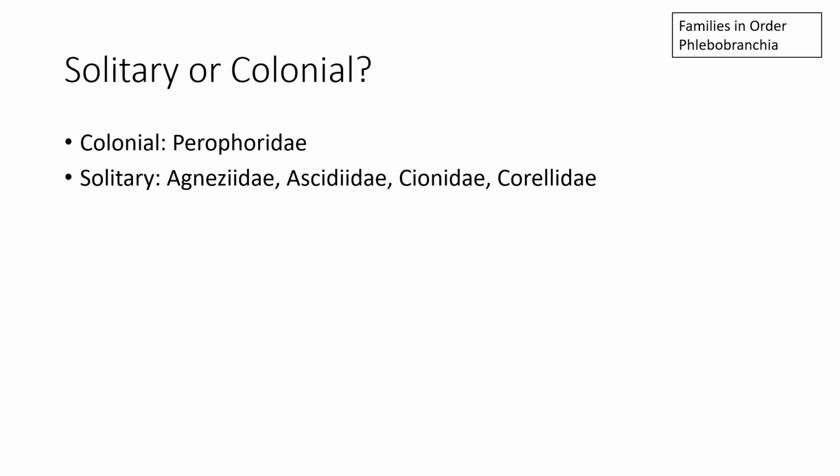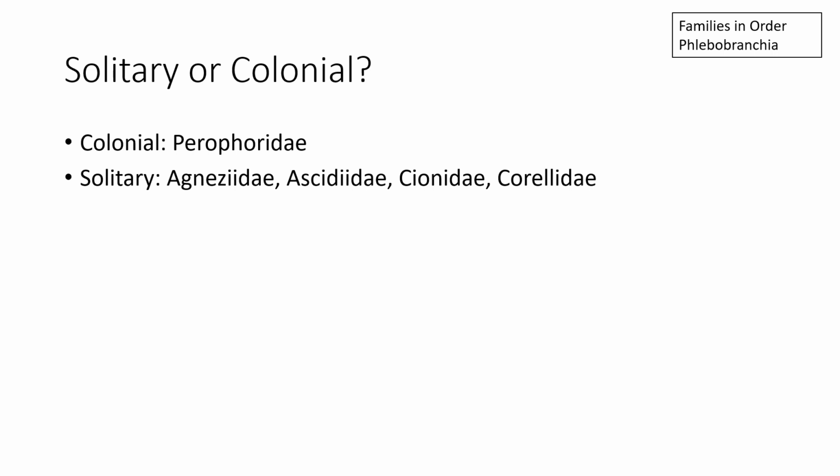In the Phlebobranchia, I've just highlighted 5 families. In the top right, you'll see where I am in terms of whether I'm talking about families or genera, etc. But we'll start out with families in the order Phlebobranchia. There are many more than 5 families, but in the interest of time, I'm talking about what I think are the 5 most common families. Of these 5 families, 4 have solitary representatives only, and 1 has colonial representatives only.